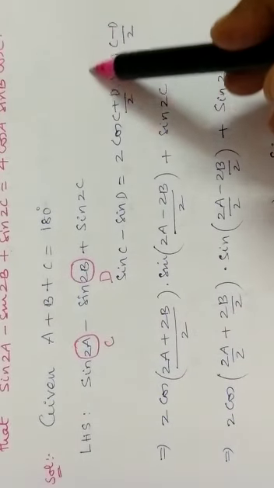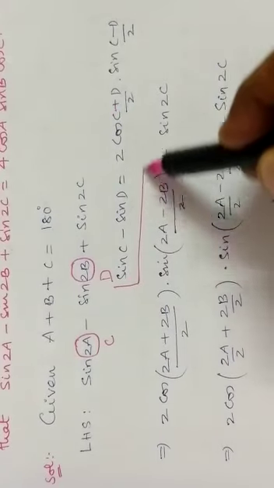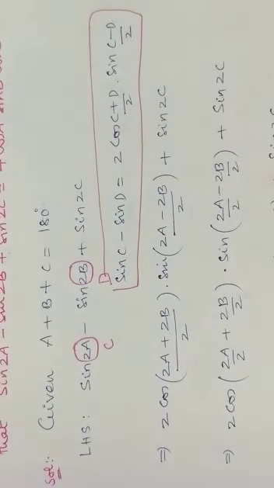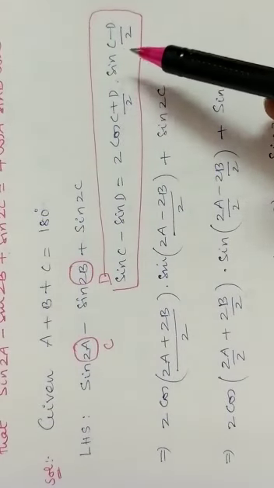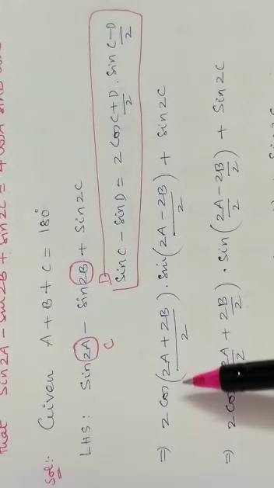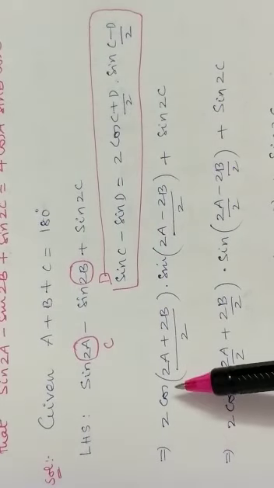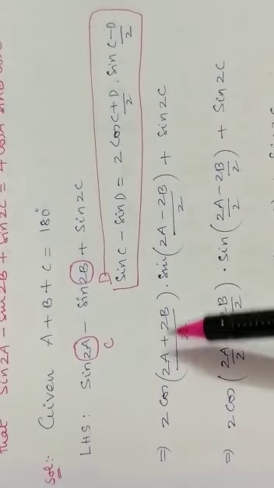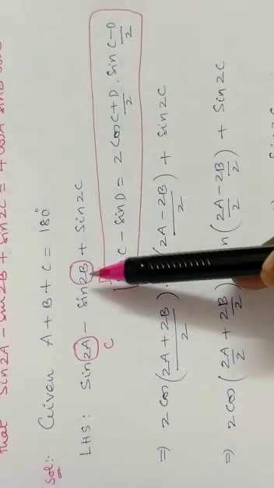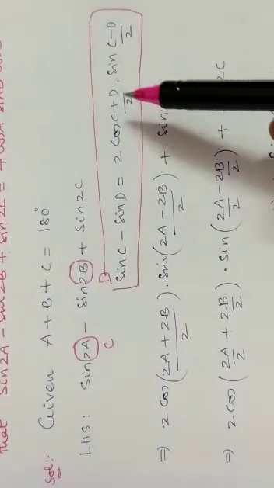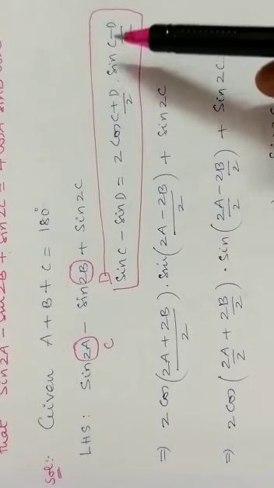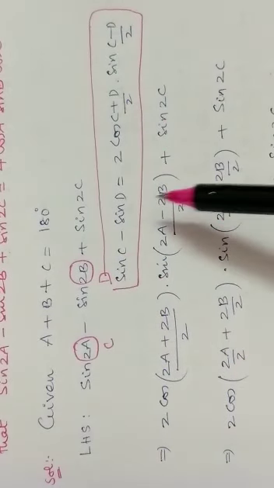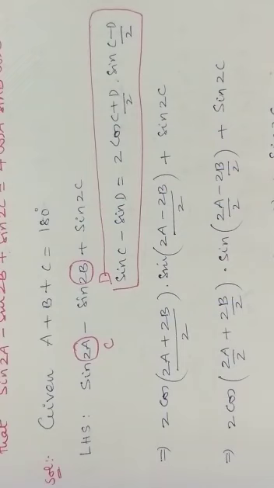I have written the formula. What is sin C minus sin D formula? 2 cos C plus D by 2 sin C minus D by 2. So, 2 cos, in the place of C, it is 2A. So, 2A plus D means 2B by 2 into sin C minus D by 2 means 2A minus 2B by 2 plus sin 2C.